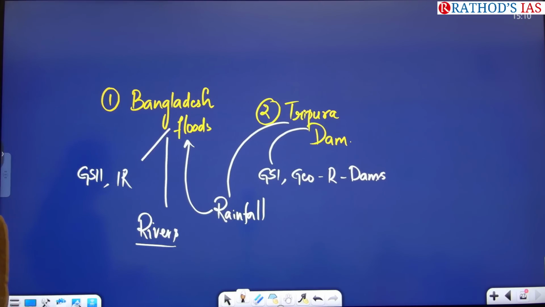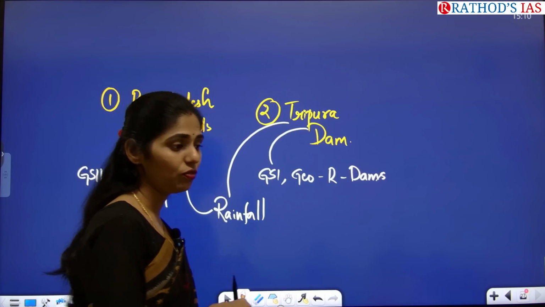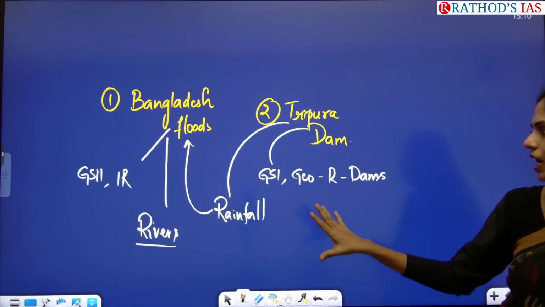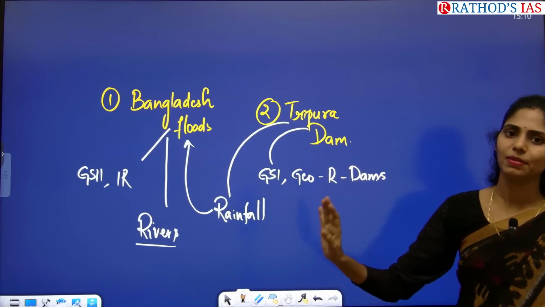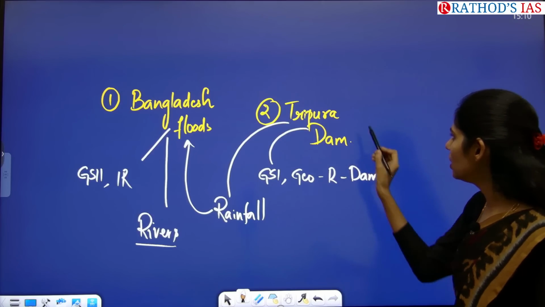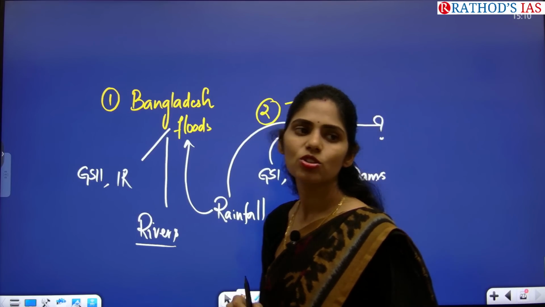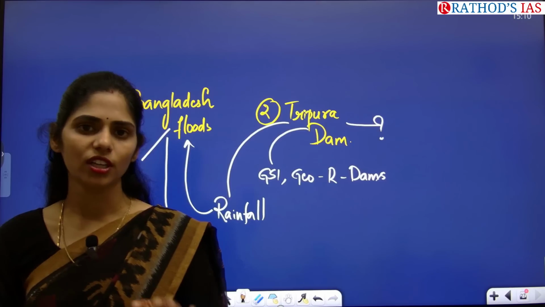And the next important thing you have to know is which rivers are flowing between India and Bangladesh. First you have to open your atlas and see which states of India share a boundary with Bangladesh, how many rivers are flowing between India and Bangladesh, and on which river exactly this dam is built. In this way you will be getting questions in your prelims.